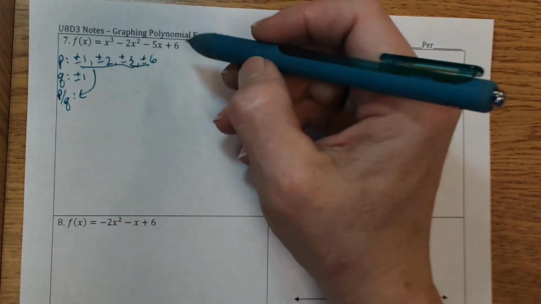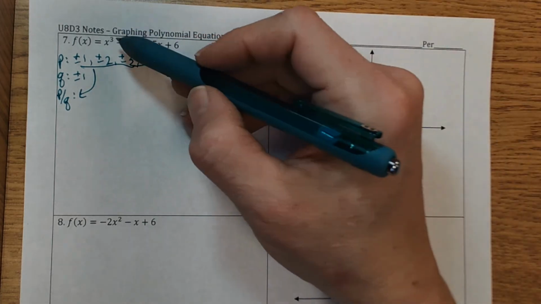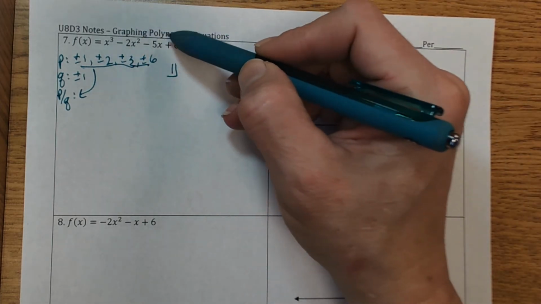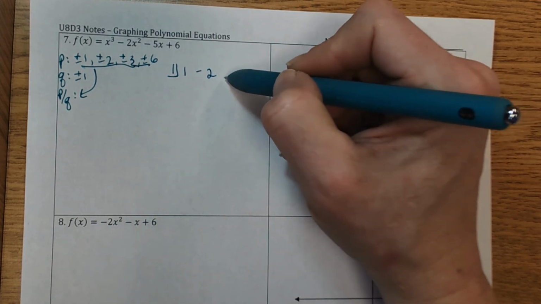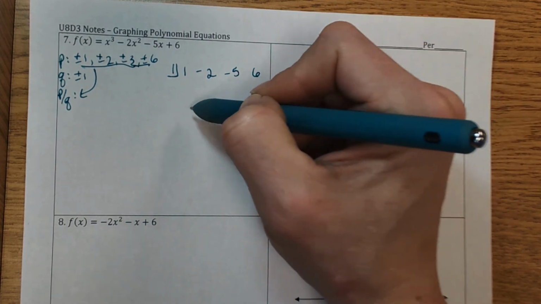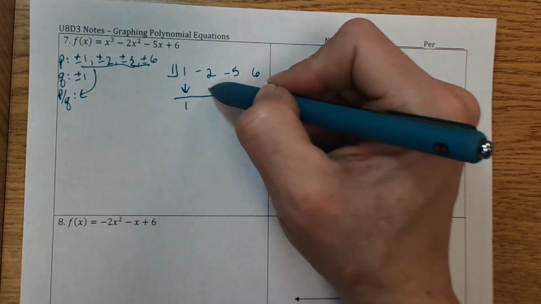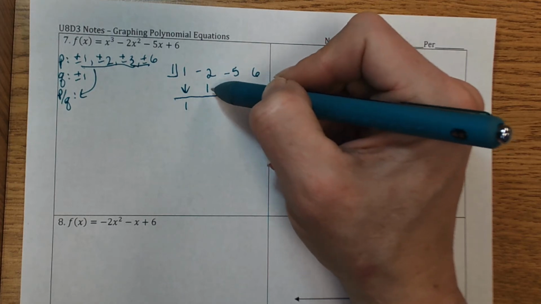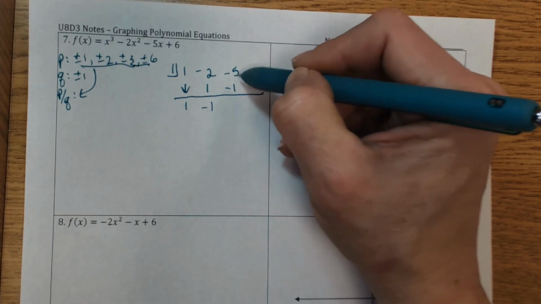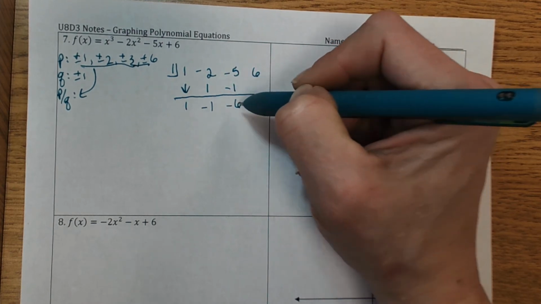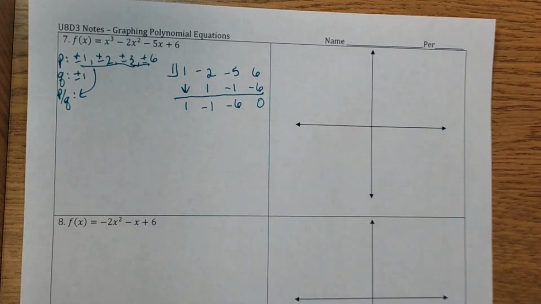I always like to start with 1. So I put my 1 in the little box. I check. I've got x to the third, x squared, x, and a constant, so I don't need any placeholders. So I have 1, -2, -5, and +6. Bring down my 1. 1 times 1 is 1. -2 plus 1 is -1. 1 times -1 is -1. Combines to give me -6. And 1 times -6 is -6. All right, we found our first 0.